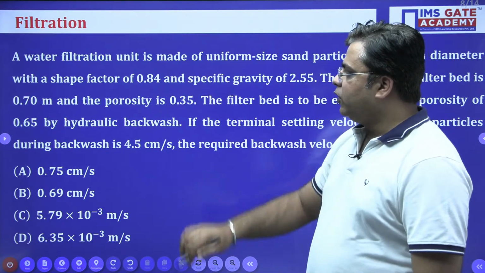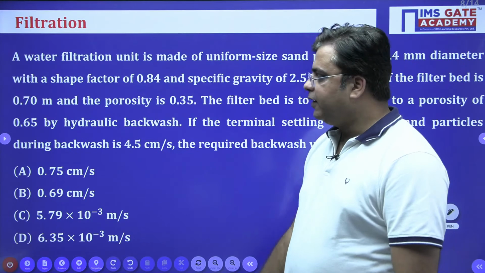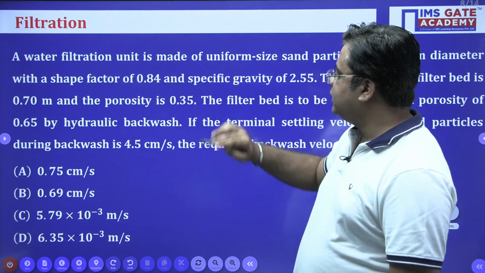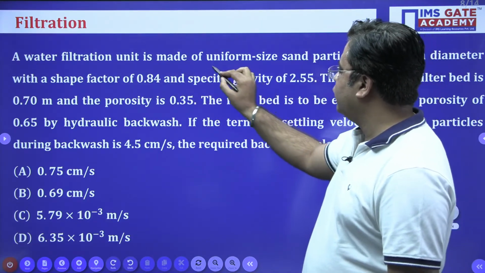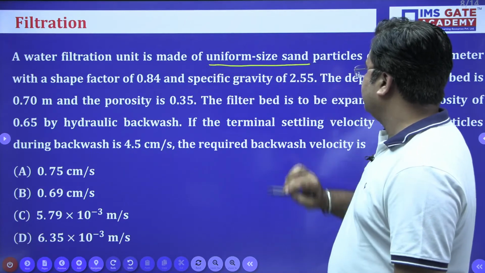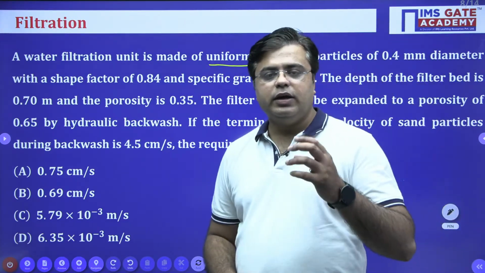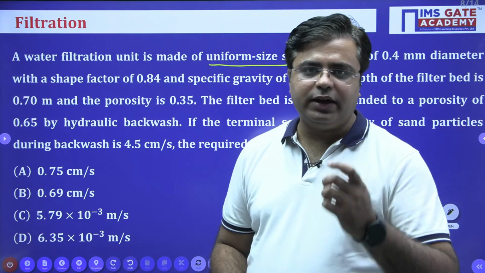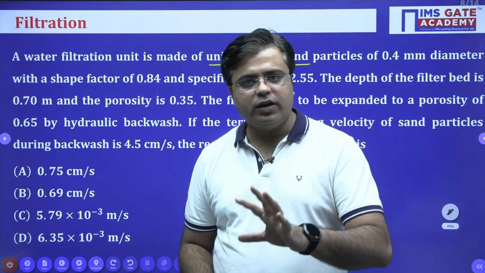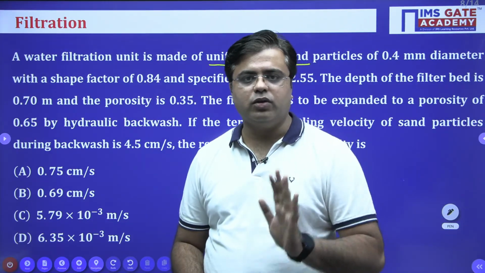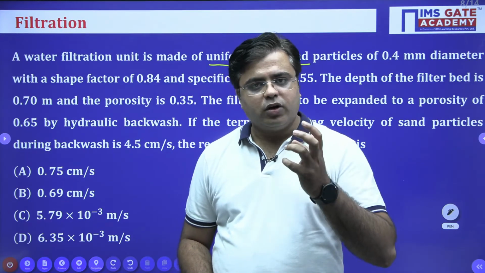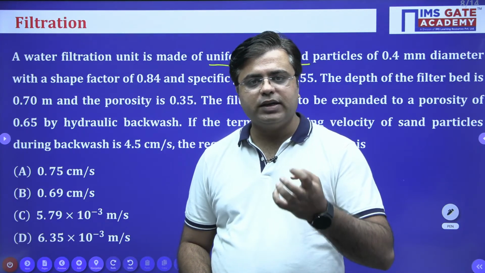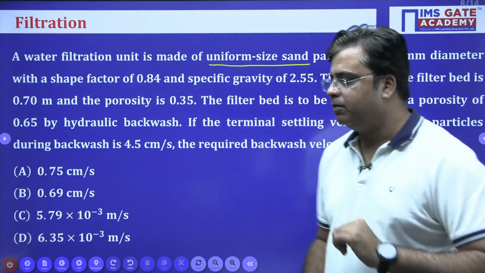Okay, so we will start with this. This is the question from filtration. Question says that a water filtration unit is made of uniform size particle. Okay, means it is talking about a gravity filter. It can be a slow sand filter or rapid sand filter. Till now we do not know, because in gravity filters basically we use uniform size particle.